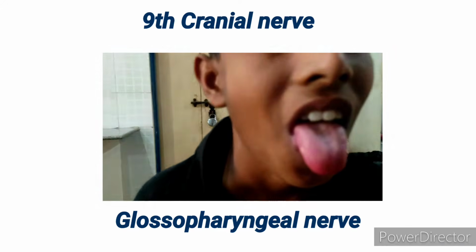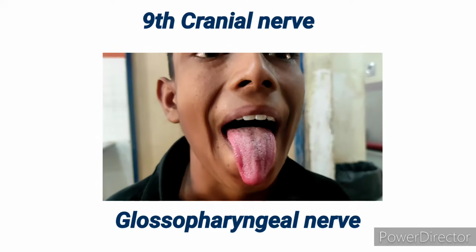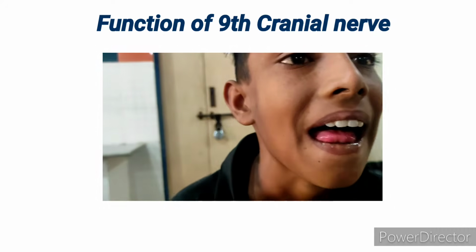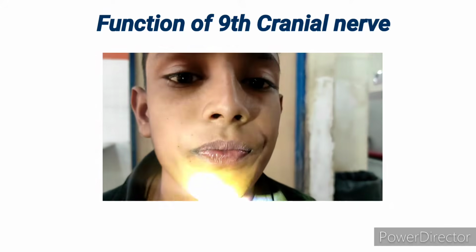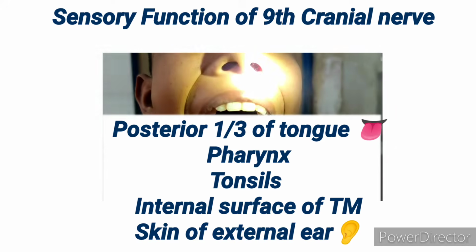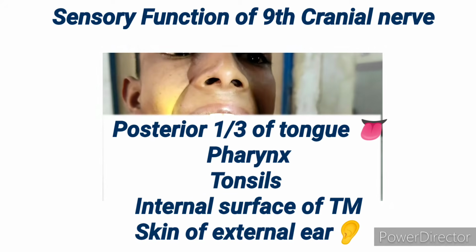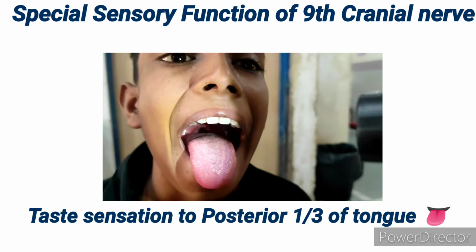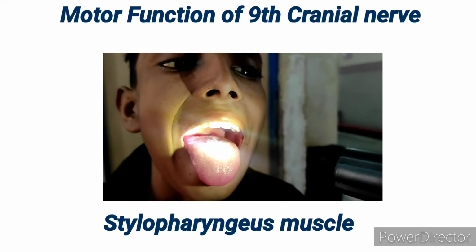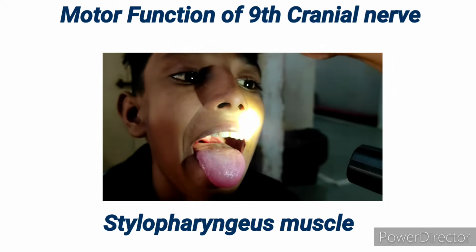Then the 9th cranial nerve, the glossopharyngeal nerve. As its name suggests, it supplies the tongue and the pharynx. So the function of the 9th cranial nerve, sensory function: it supplies the posterior 1/3 of the tongue, pharynx, tonsil, internal surface of the tympanic membrane, skin of the external ear. Also taste sensation to the posterior 1/3 of the tongue. And its motor function, it supplies the stylopharyngeus muscle.